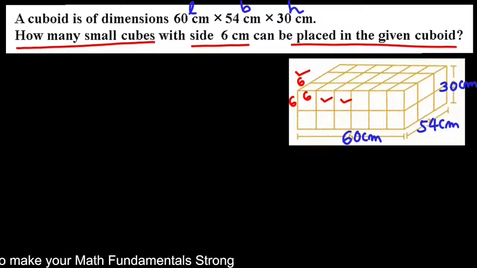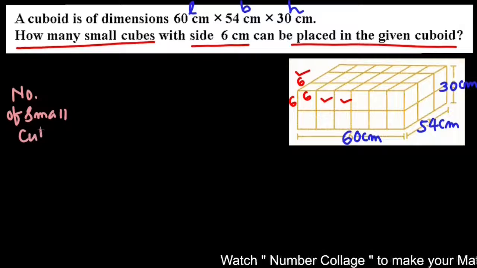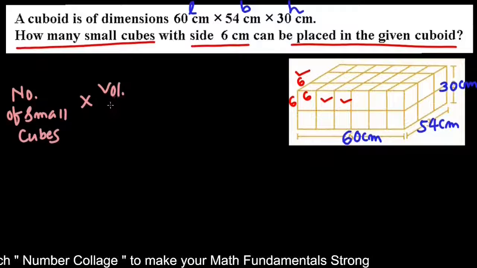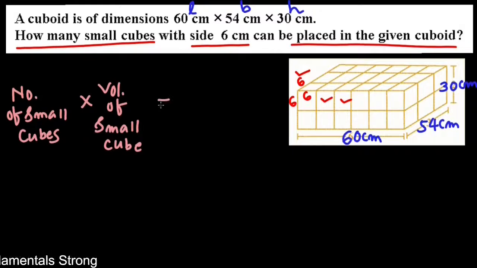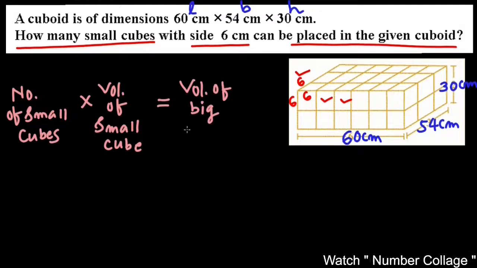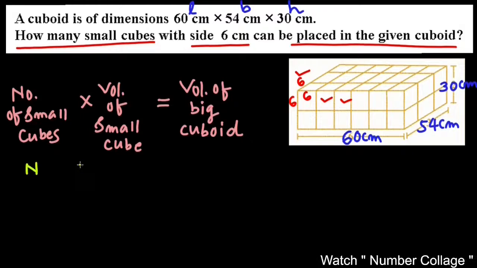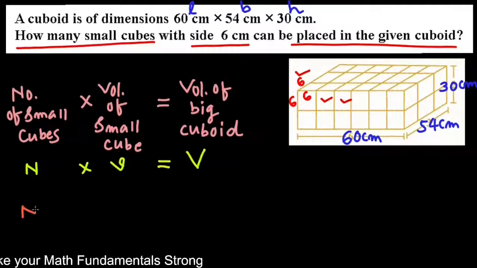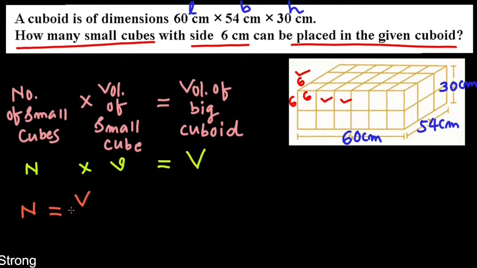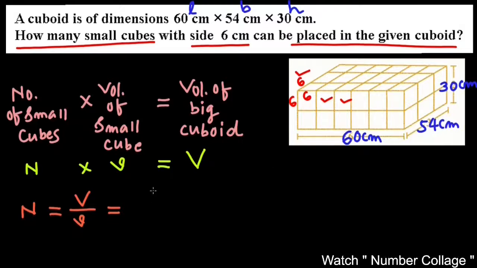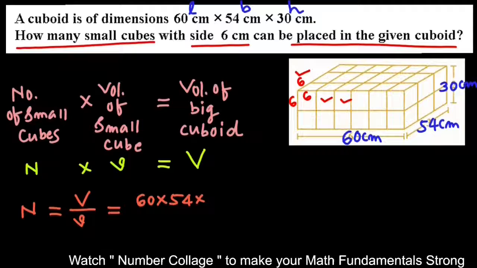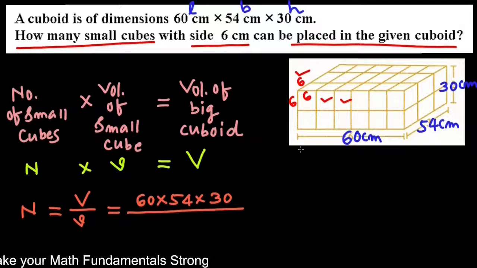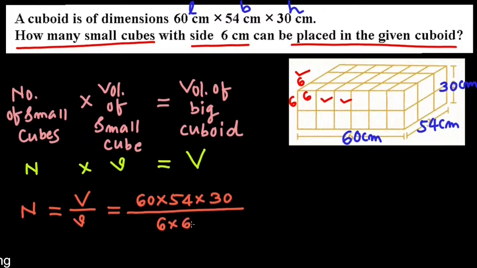So we will write like this: number of small cubes multiplied by volume of small cube equal to volume of big cuboid, that is n multiplied by small v is equal to capital V. So n will be equal to capital V upon small v. Now capital V is the volume of the cuboid, which will be length into breadth into height, and small v will be 6 multiplied by 6 multiplied by 6. That is the volume of the cube.